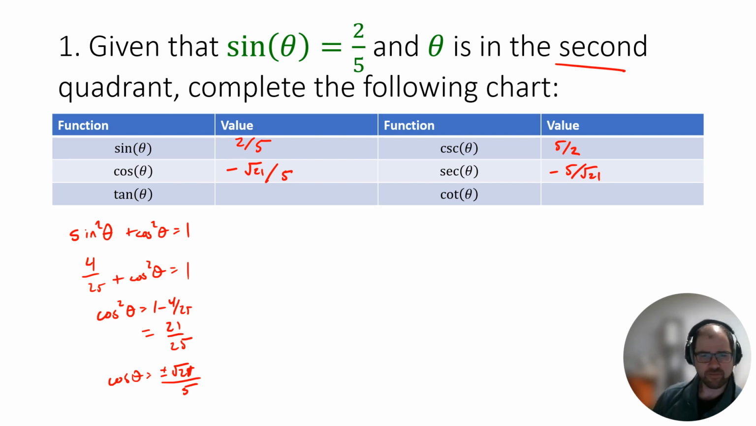Now, tan of theta is simply sine theta over cos theta. Since the sine of theta is 2/5 and cos theta is minus root 21 over 5, the denominators of 5 cancel, giving us minus 2 over root 21. Cotan is 1 over that, minus root 21 over 5. That's it.